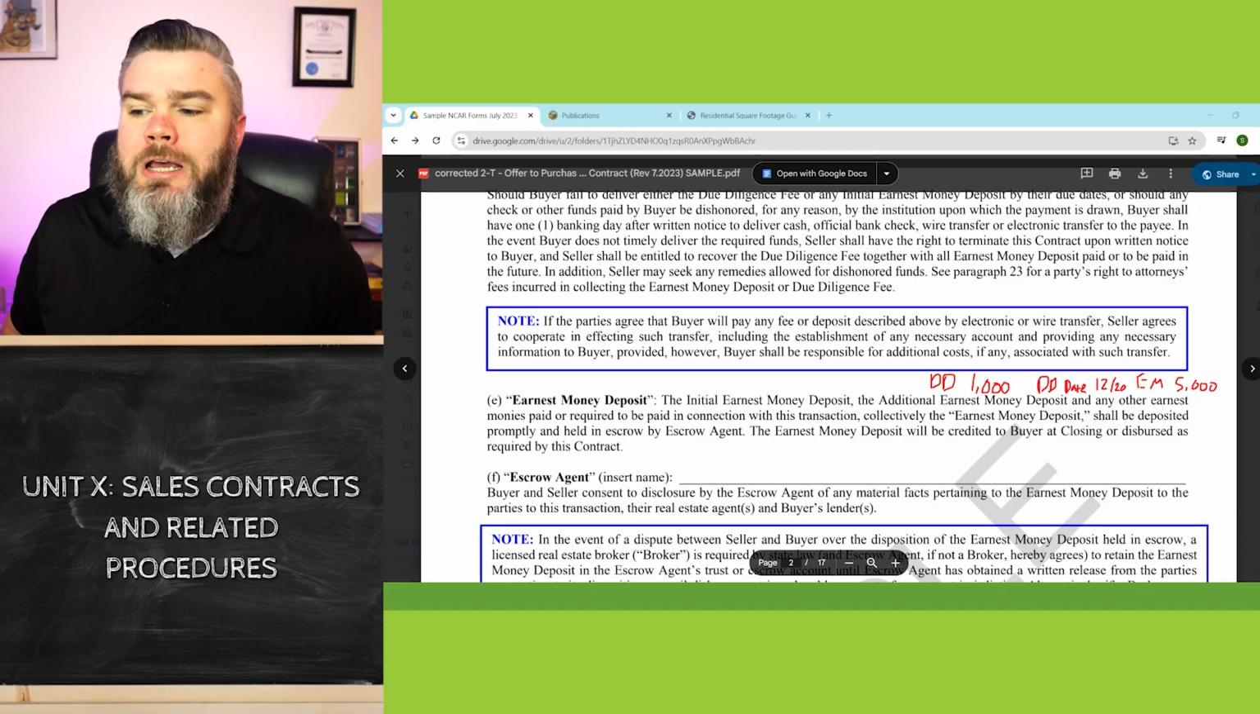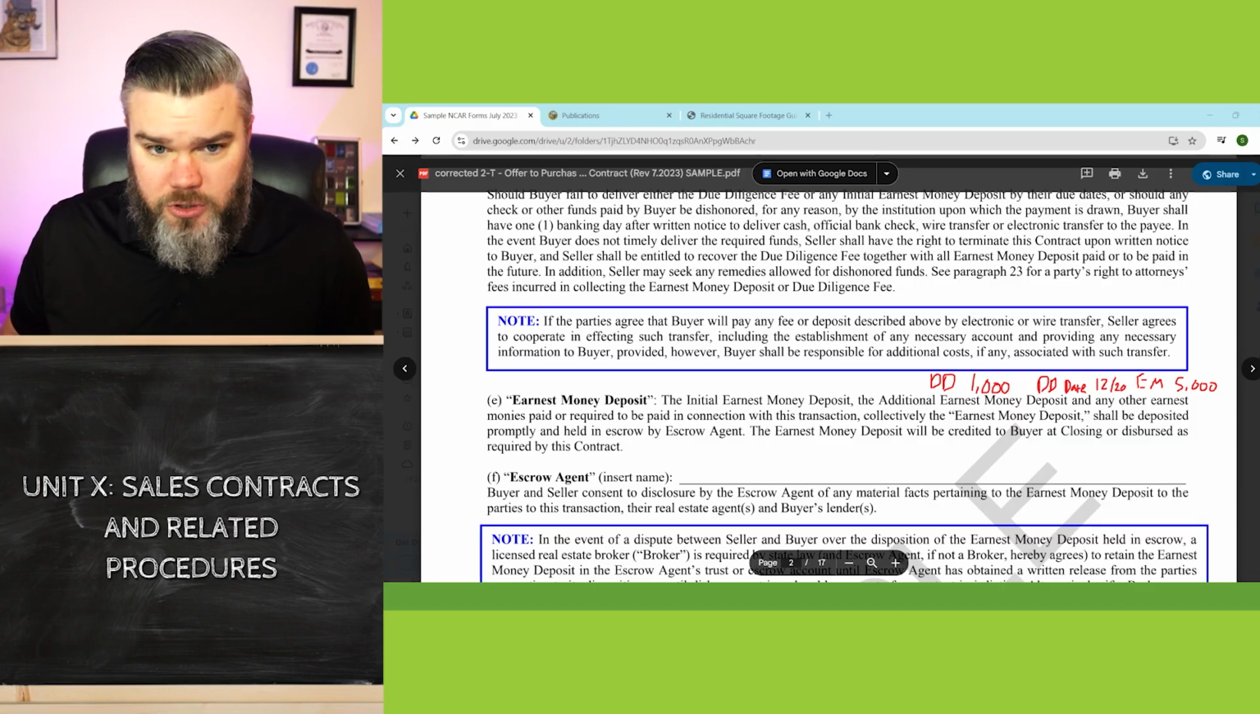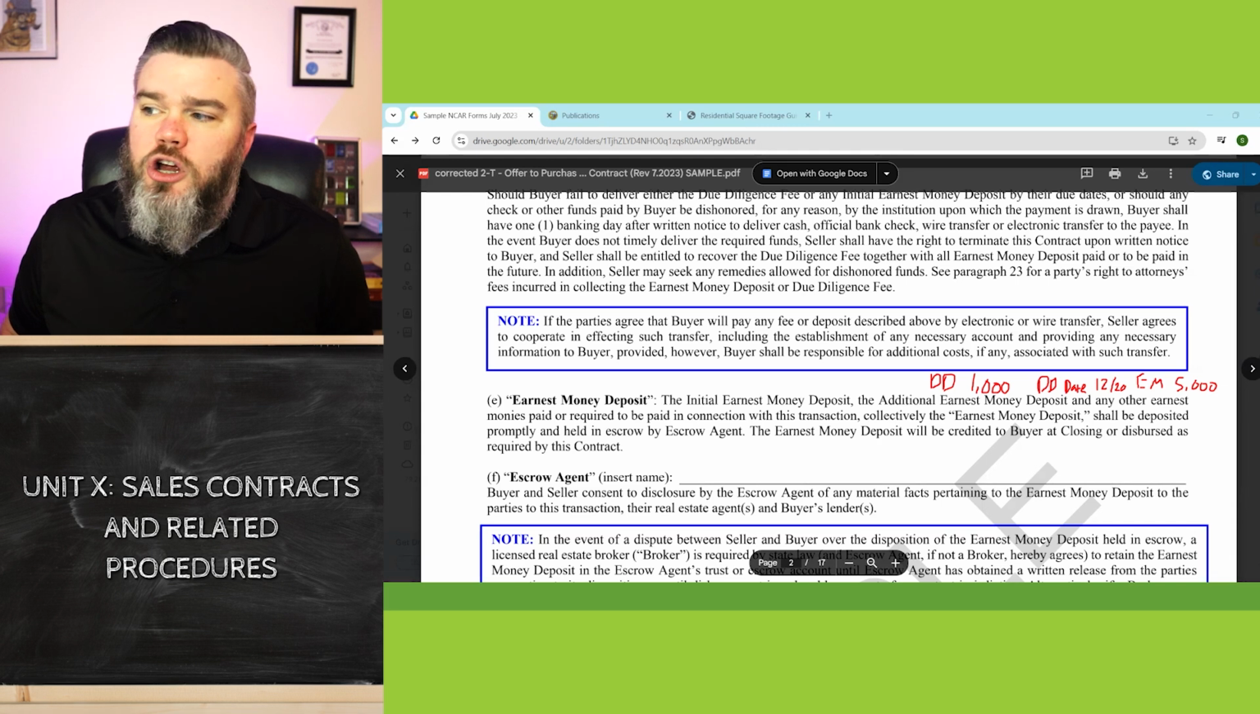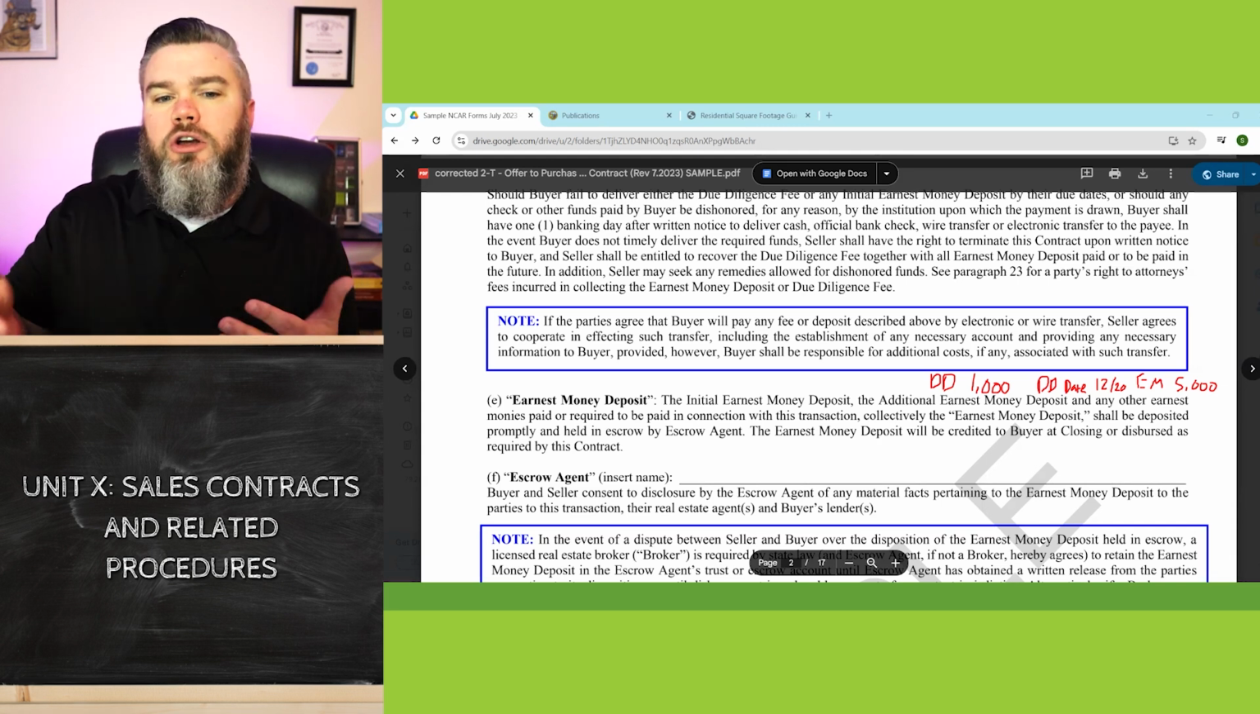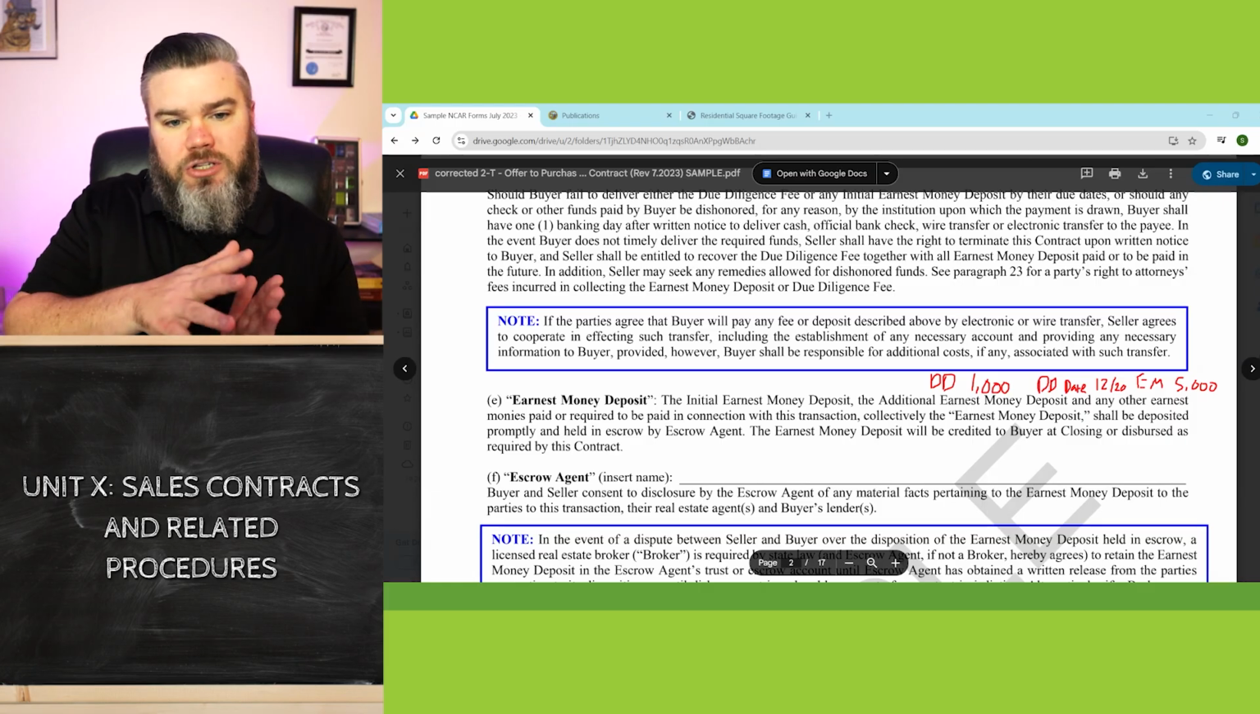Now, here's the thing, folks. Earnest money, we said, is going to be held by a third party, the escrow agent. And as long as you terminate within your due diligence period, as a buyer, you are entitled to get the earnest money deposit back. That $5,000 gets refunded to you.